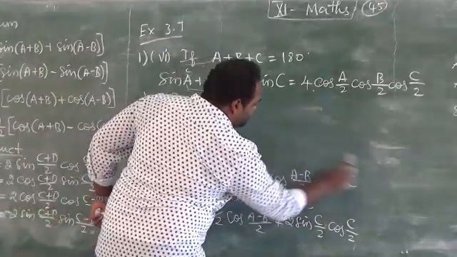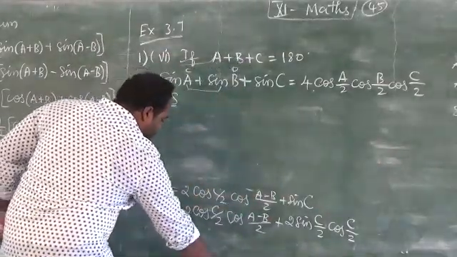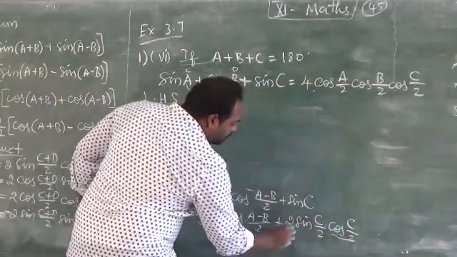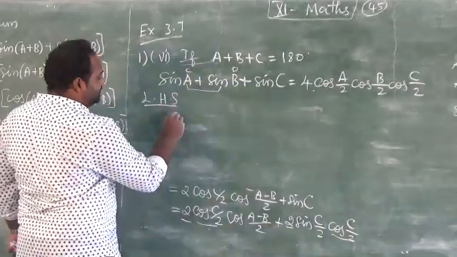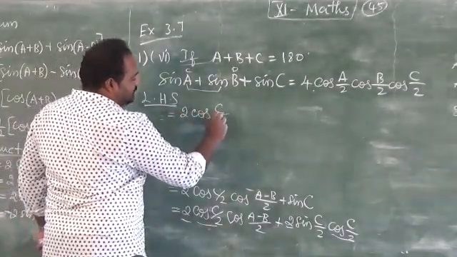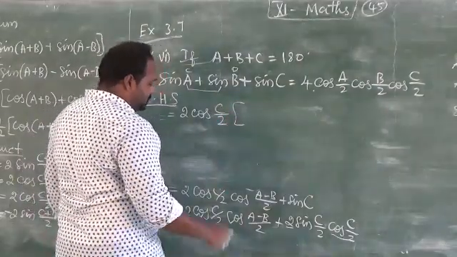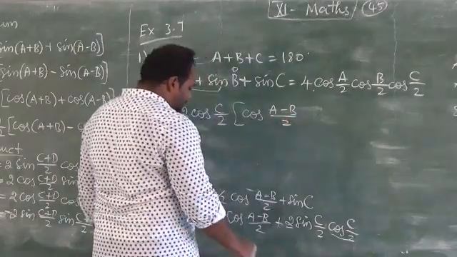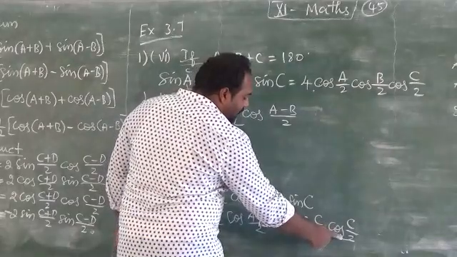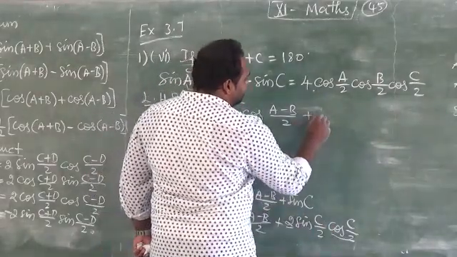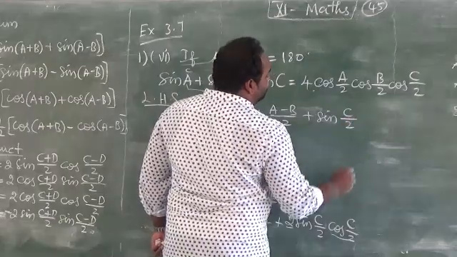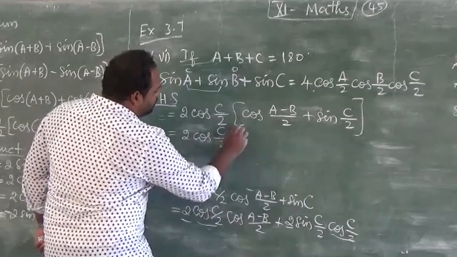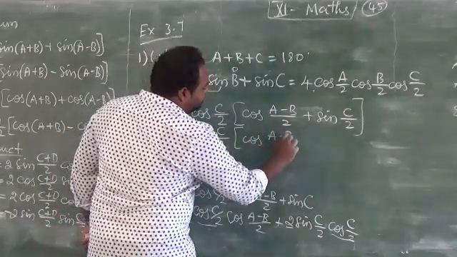Next, here we have cos C by 2 and 2 all are common, so I am going to take this 2 cos C by 2 outside. If you take this out, cos A minus B by 2 is remaining. In this term, we have taken 2 and cos C by 2 outside, only sin C by 2 inside. So now next, 2 cos C by 2 into cos A minus B by 2.